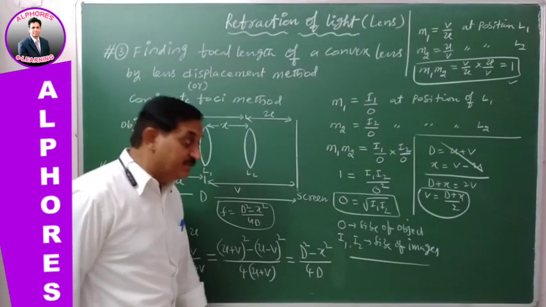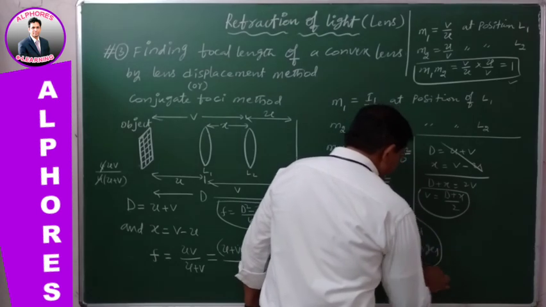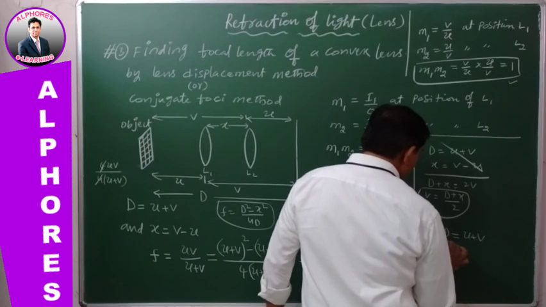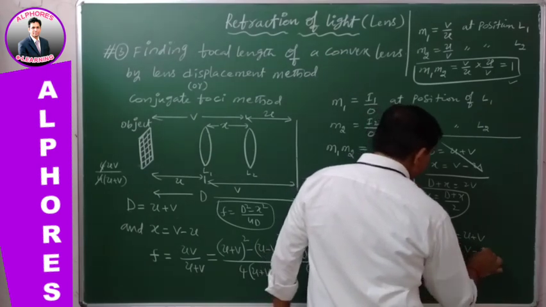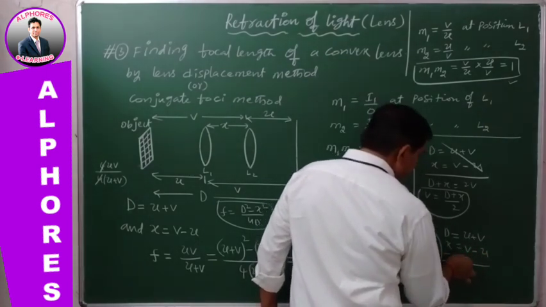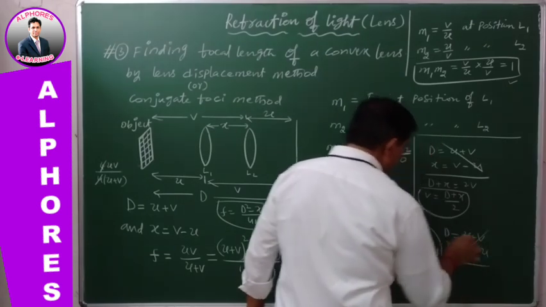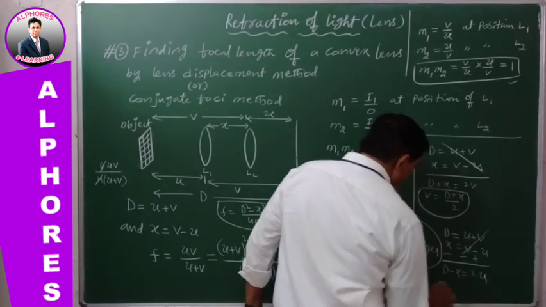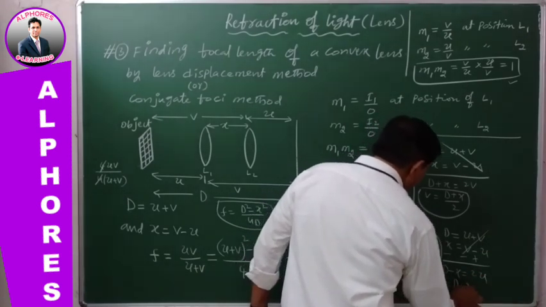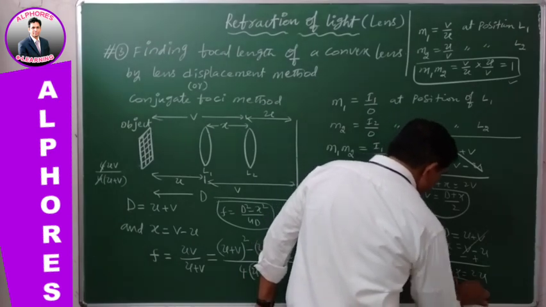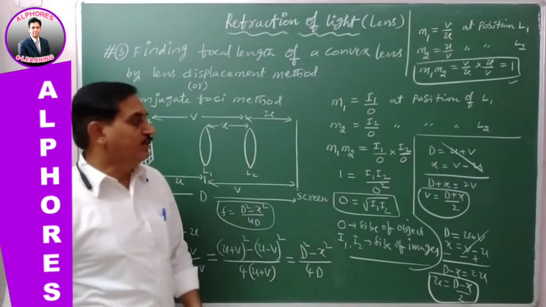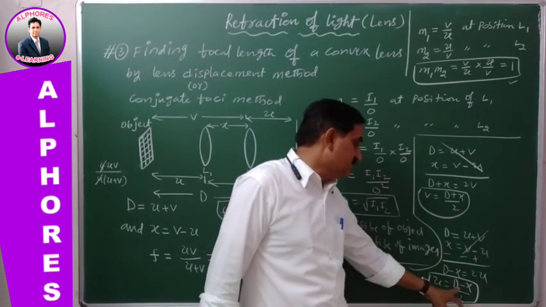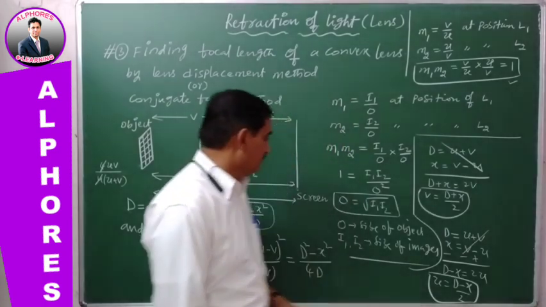And V is equal to (D plus X) by 2. Similarly, subtracting from each other, D is equal to U plus V and X is equal to V minus U. Subtract them, and these two get cancelled. D minus X is equal to 2U, and U is equal to (D minus X) by 2. So you are finding that image distance is (D plus X) by 2, and object distance is (D minus X) by 2. These two are obtained.